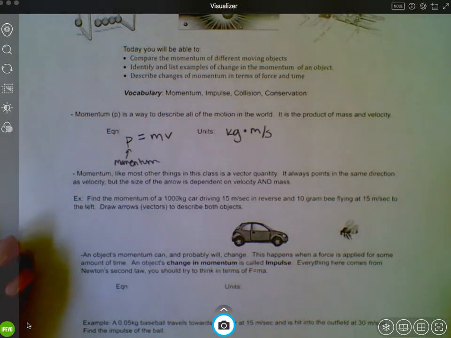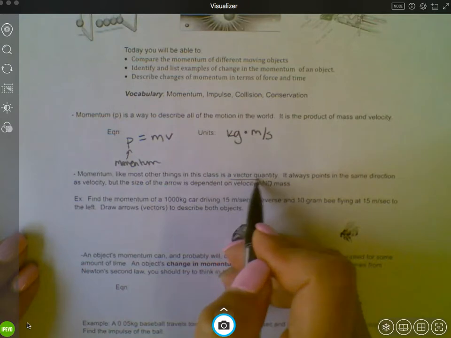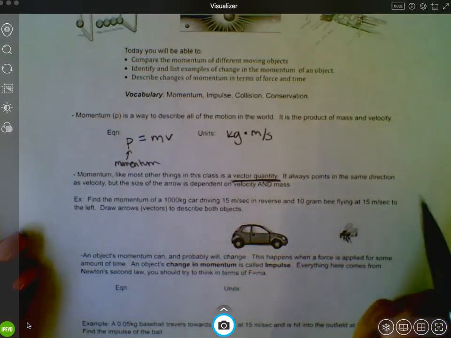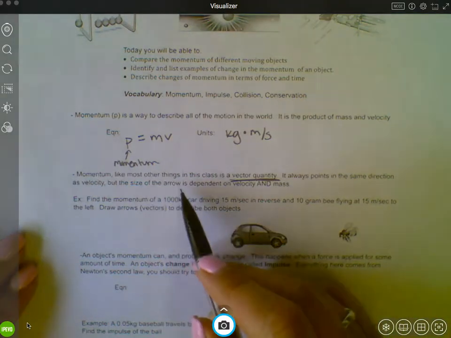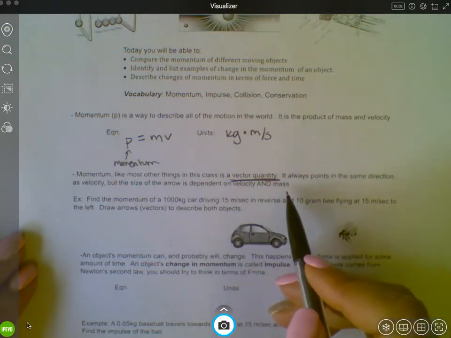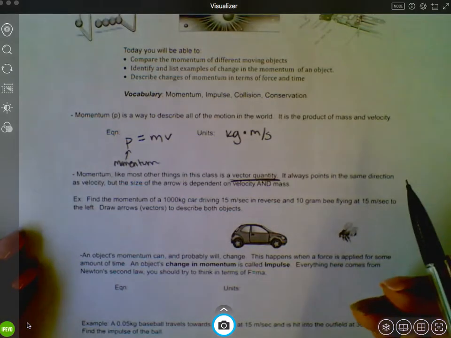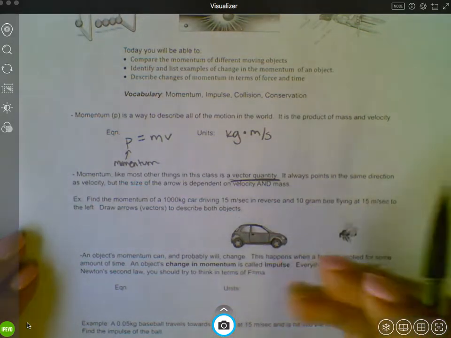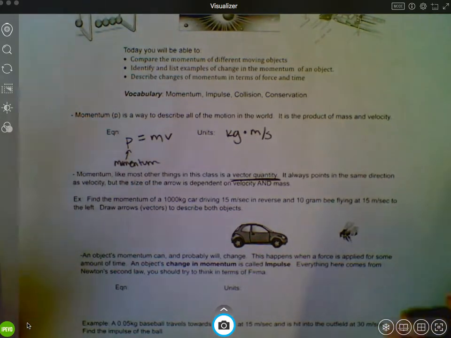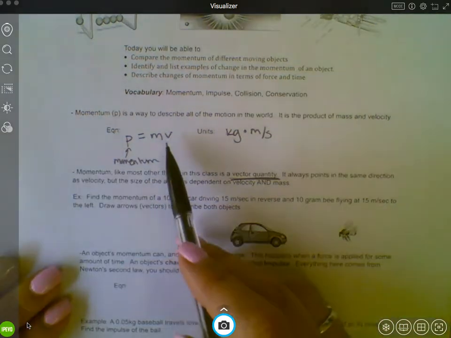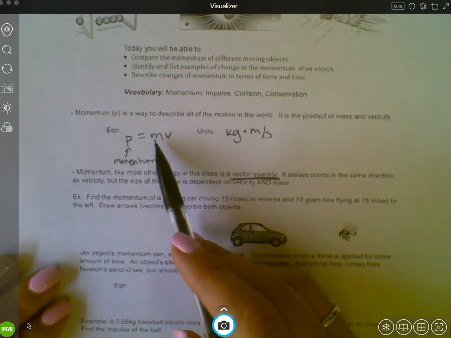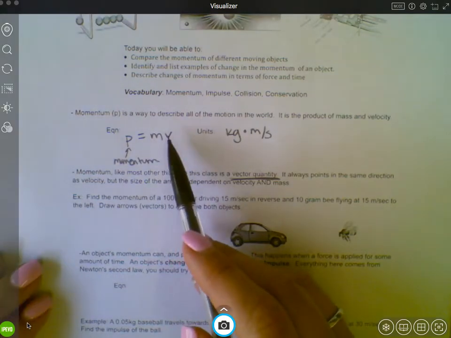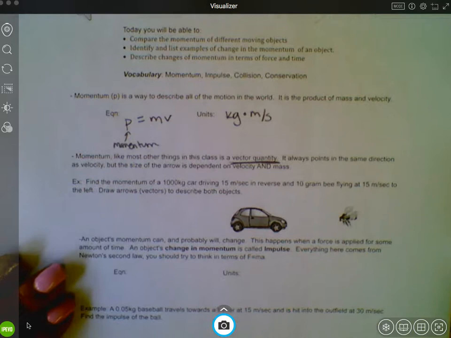Momentum, like most other things in this class, is a vector, meaning it has direction. It always points in the same direction as velocity, but the size of the arrow is dependent on velocity and mass. So in order to have more momentum, you would need more velocity and mass together versus just more velocity or just more mass. Since it's mass times velocity, just having bigger velocity doesn't necessarily mean you have more momentum, because if the other object has more mass and it outweighs the velocity, then that one might have more momentum.